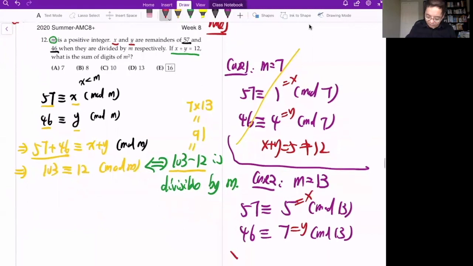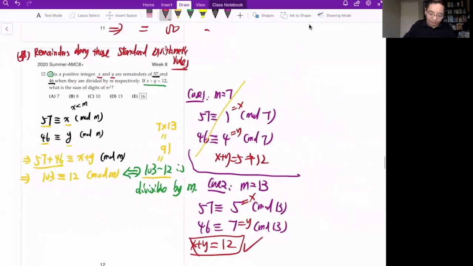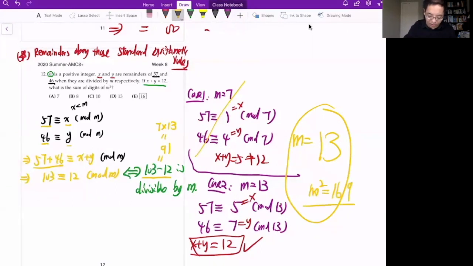Let's check. x plus y is 12, which is what we want, right? So then we combine those together, and n is 13. Then m squared is 169. We add the digits together, and the sum of digits is 16.